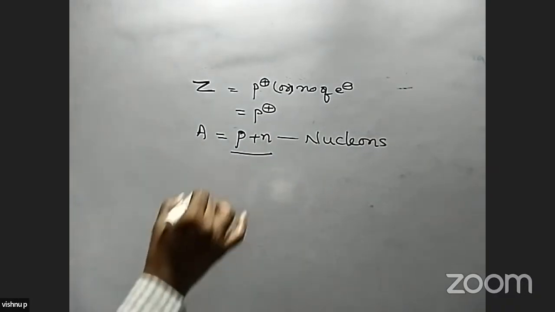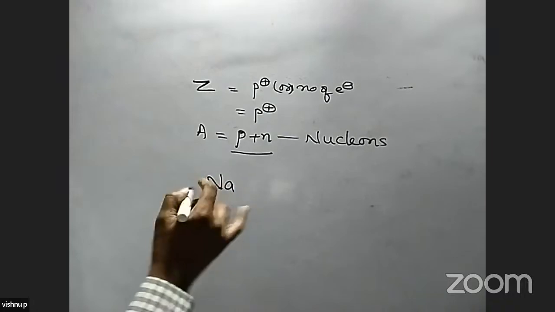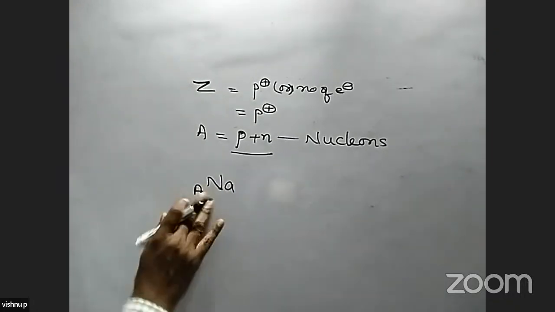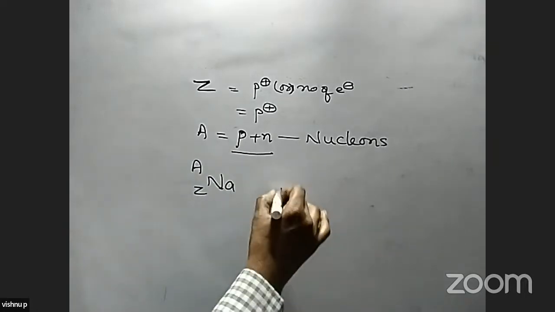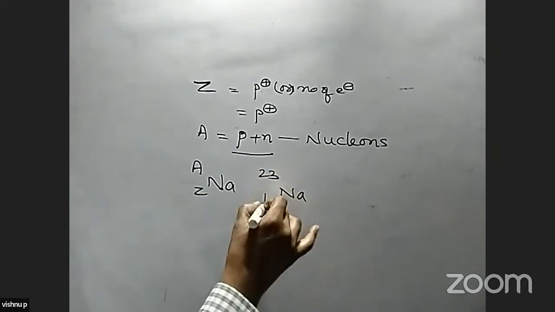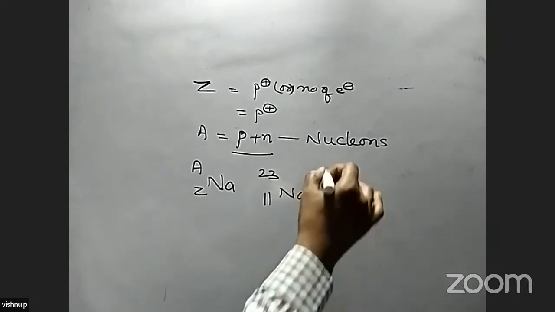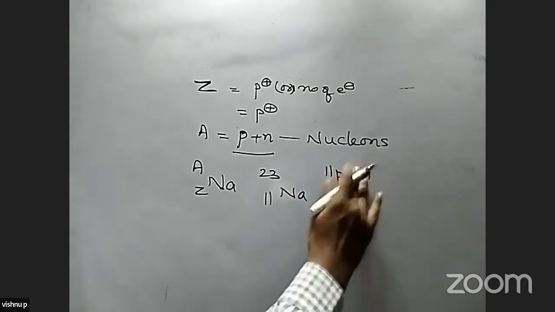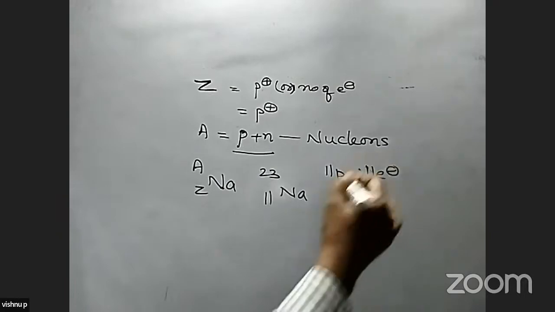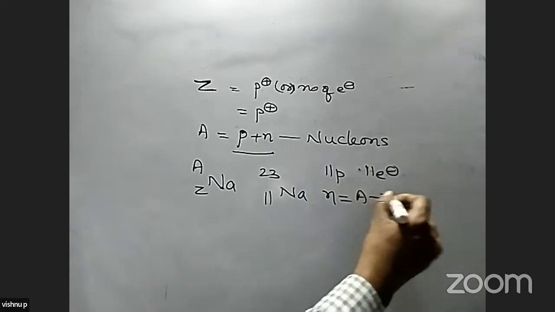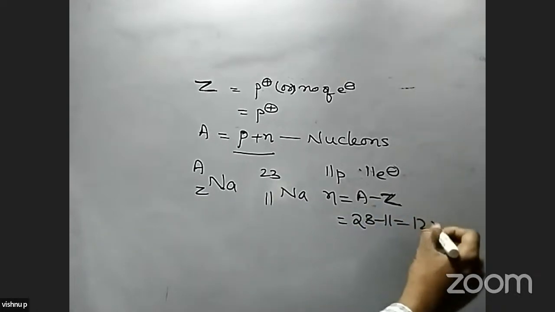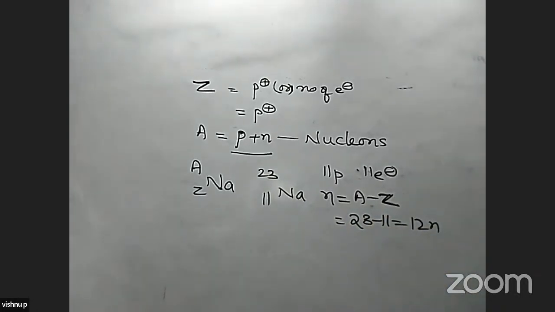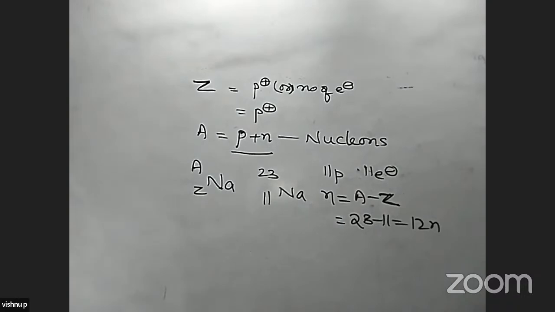For any element like sodium, the atomic number is written at the bottom left side, and the mass number at the upper left side. In the case of sodium, the mass number is 23 and the atomic number is 11. Sodium contains 11 protons and 11 electrons. And how do we find the neutrons? We use the formula A minus Z: 23 minus 11 equals 12 neutrons present in sodium.